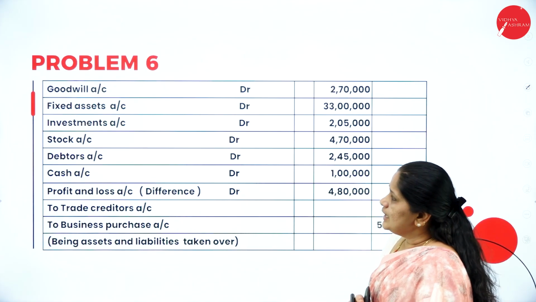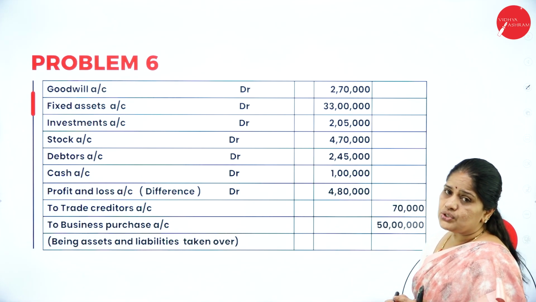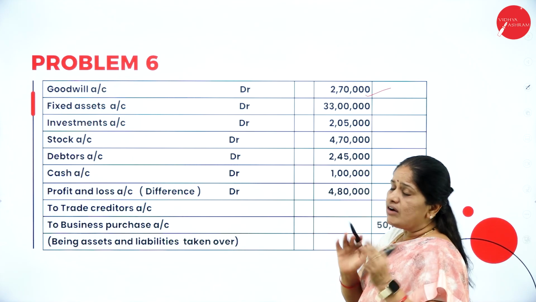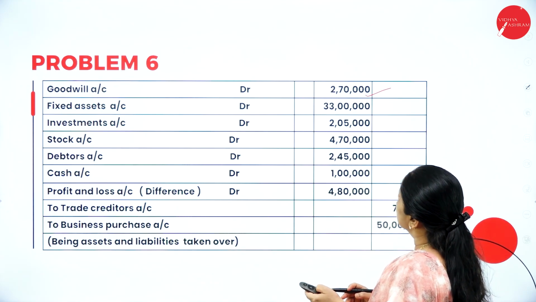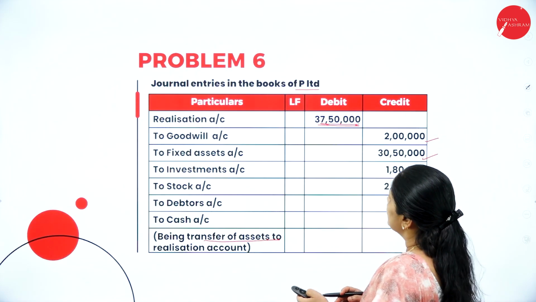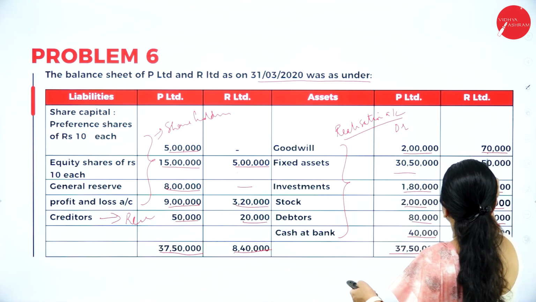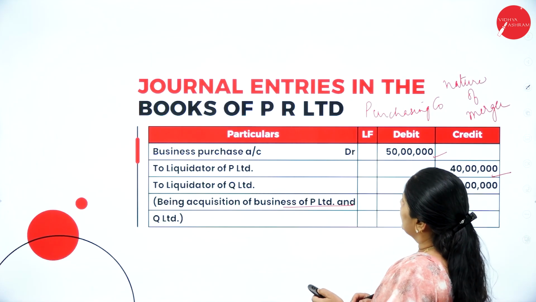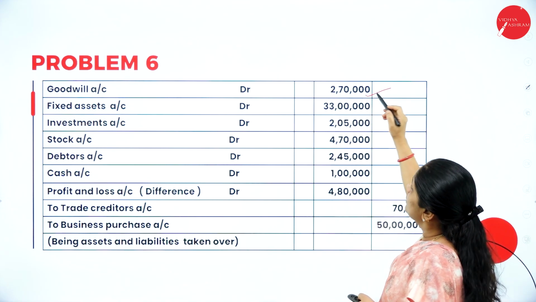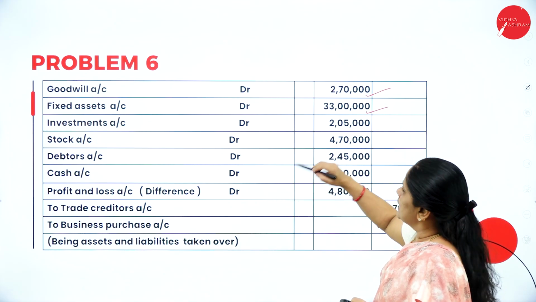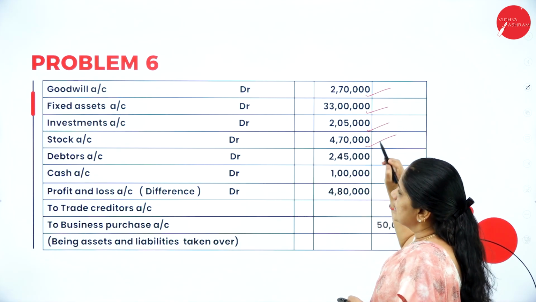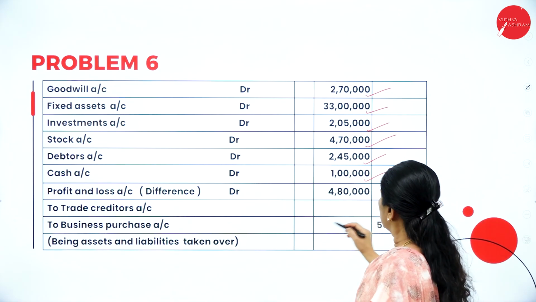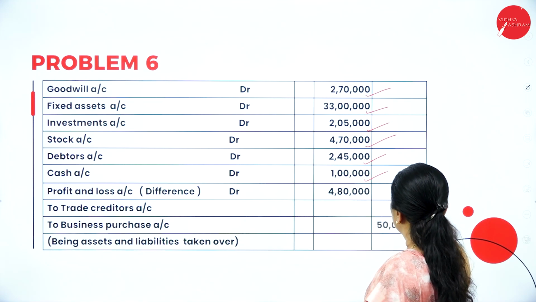Then next one will be you are transferring all the assets and liabilities to the new company. So goodwill 2,70,000. So we are transferring the assets of both the companies. We should add. So if you can see here in the balance sheet given, goodwill is 2,70,000. So 2,70,000, that's what we have written here. In the books of the new company, when we are writing, it will be 2 lakhs plus 70,000, 2,70,000. Again, fixed assets it is 33 lakhs, investments 2,05,000, stock account 4,70,000, debtors 2,40,000, cash account 1 lakh. To trade creditors 70,000, to business purchase 50 lakhs.